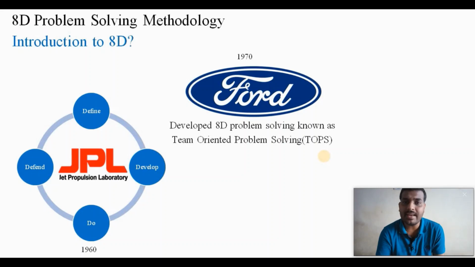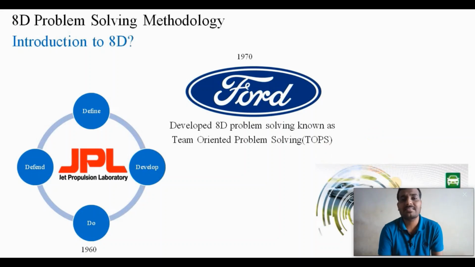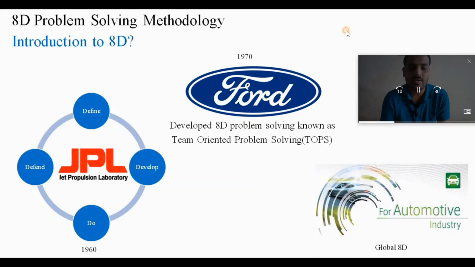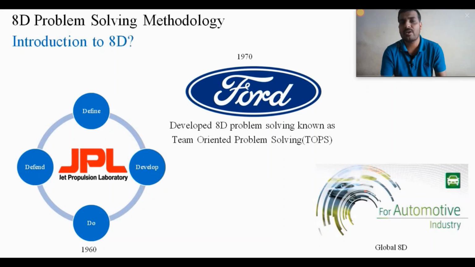In the mid of 1990, Ford Motor Company added one discipline called D0 for the planning and preparation phase of the 8D report. Okay. Now Ford's global standard is called Global 8D or G8D. With the success of this Global 8D, now all automotive industries have started using this 8D methodology for problem solving. Okay, so this is about the introductory part of 8D.